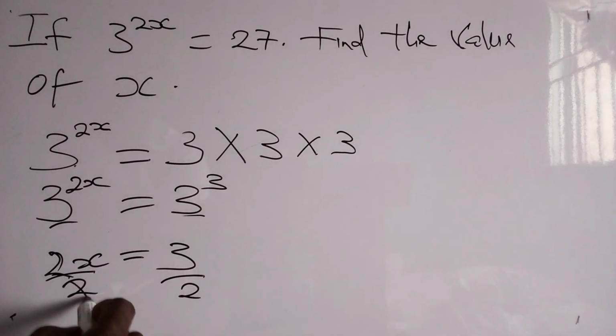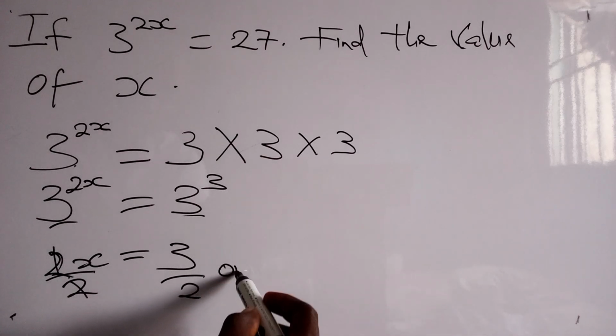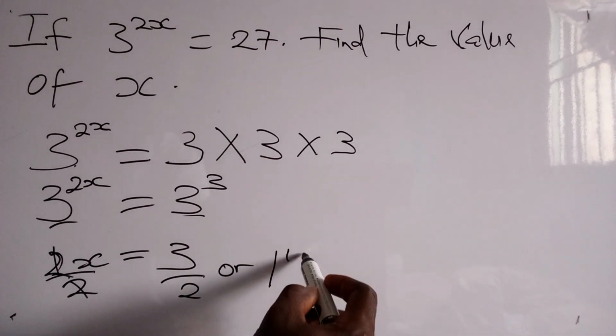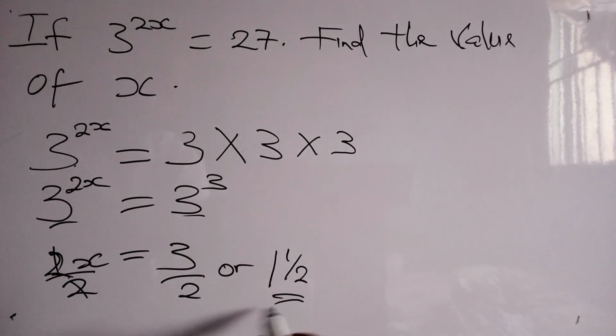When we divide both sides by 2, we'll be left with x equals 3 all over 2, or 1 whole number 1 all over 2, either way. So the value of our x is 3 all over 2. The value of our x here equals 3 over 2.